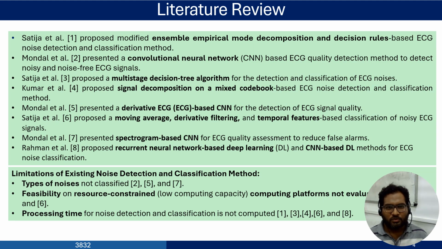From the existing literature, we get to know that there are the ensemble empirical mode decomposition decision rule based method for ECG noise detection and classification, convolution neural network based ECG quality detection, a multi-stage decision tree algorithm for detection and classification of ECG noise, signal decomposition on a mixed code book based ECG noise detection and classification method, derivative ECG based CNN, and moving average derivative filter and temporal feature based classification of noisy ECG signals, spectrogram based CNN for ECG quality assessment, and recurrent neural network based deep learning and CNN based deep learning methods for ECG noise classification.